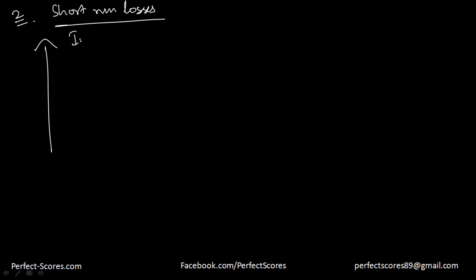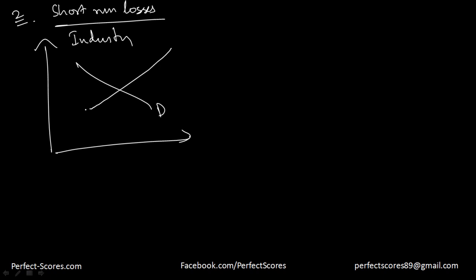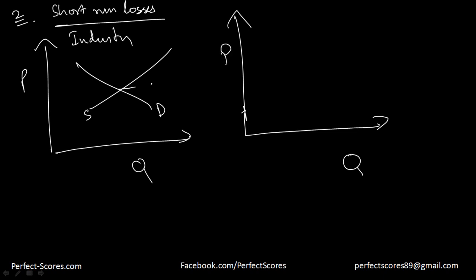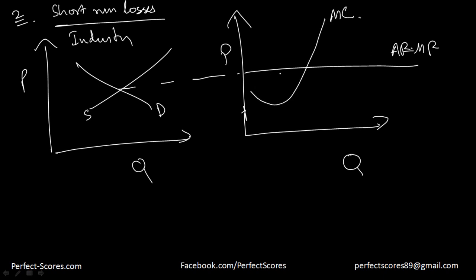Now let's talk about another scenario, which covers short-run losses. Again, everything remains the same. If this is the industry demand curve and the supply curve, so this is the demand curve and the supply curve, price, quantity, and the same thing here, quantity, price, and this is going to be my average revenue and marginal revenue curve, and this is going to be my marginal cost curve. Now this is the quantity that I'm producing, and this is the price at which I'm selling.